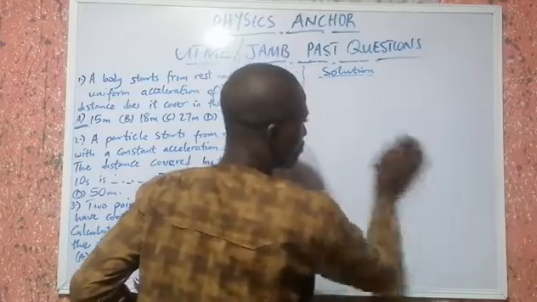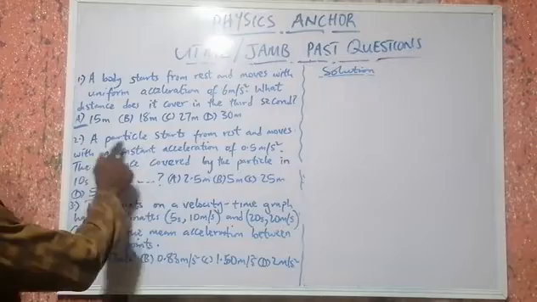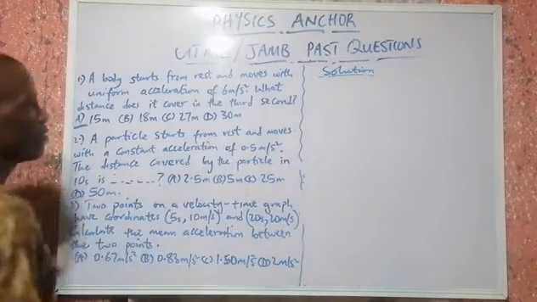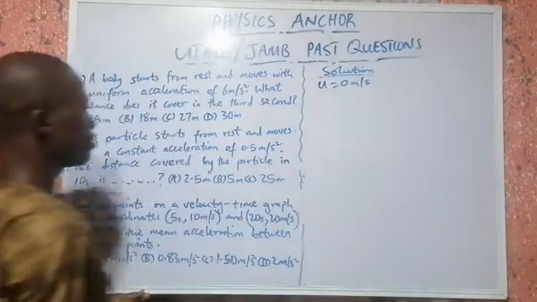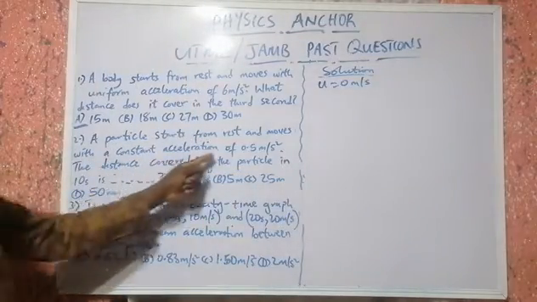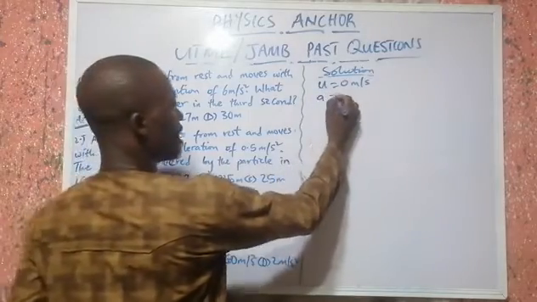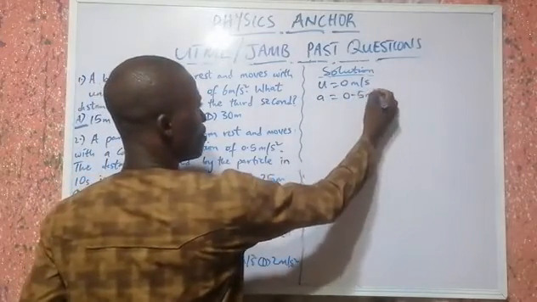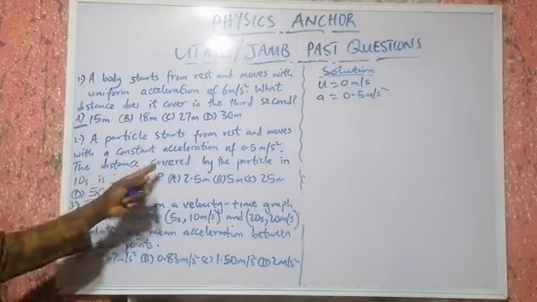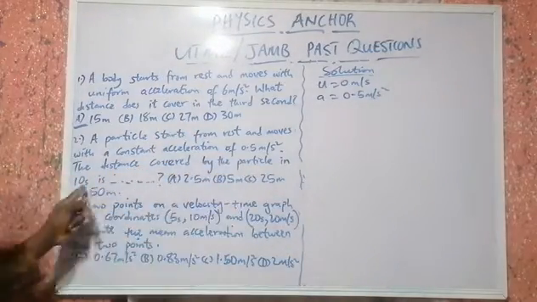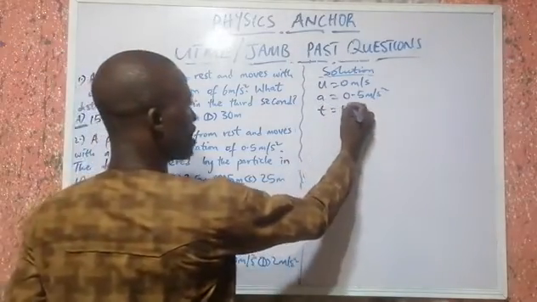Question number 2. Okay, in question number 2, we have a particle that starts from rest. From rest, that's u equals 0, and moves with a constant acceleration of 0.5 meter per second squared. So that means that a is equal to 0.5 meter per second squared. The distance covered by the particle in 10 seconds is dash. So in other words, t is equal to 10 seconds.